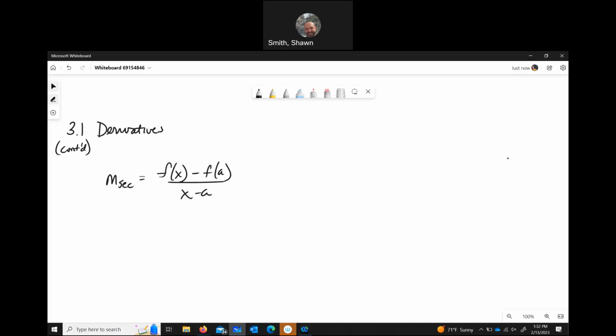And then when we went to find the derivative, that was the slope of the tangent line, by taking the limit as x approached a. So the distance between x and a got extremely small, very small. They're almost identical, of the same expression.